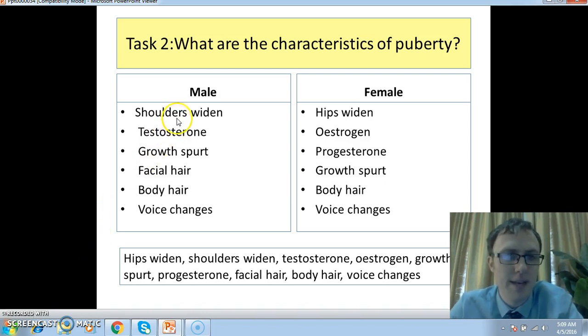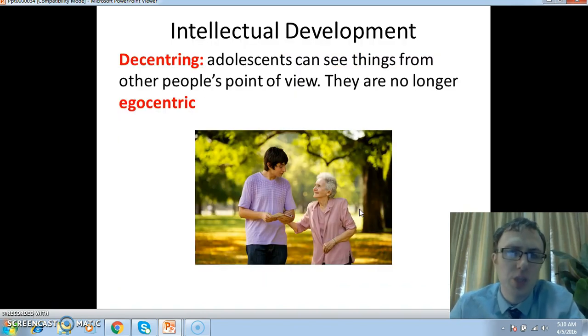So for the man, shoulders widen, there's a sudden growth spurt, facial hair, body hair, the voice will break, become a lot deeper. For the females, the hips will widen to allow birth to be easier. Again, there's the growth spurt, some body hair, and some change in the voice, though not as much as for men. Okay. Intellectual development. So we've looked at the physical development.